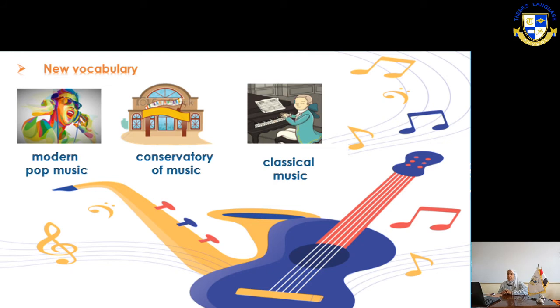New vocabulary: modern pop music, conservatory of music, classical music. Here we have 2 kinds of music: modern pop music and classical music. But a conservatory of music is a place where people go and get specialized in learning and studying more about music.